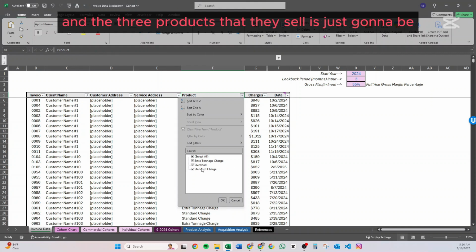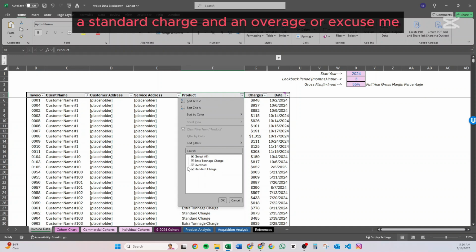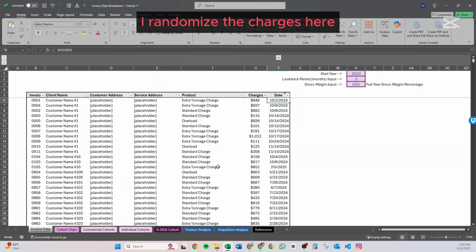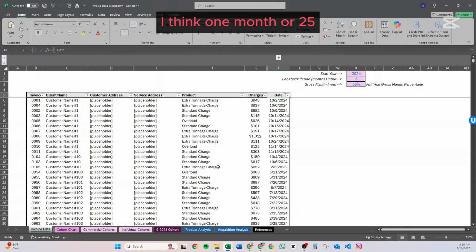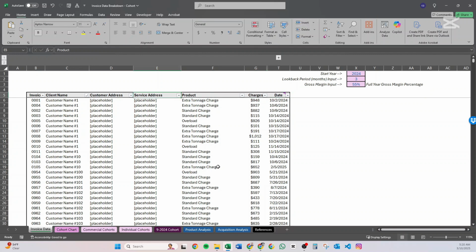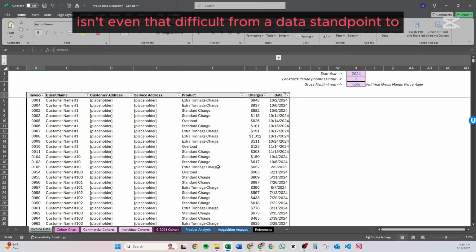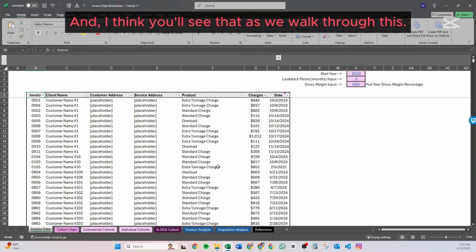The 3 products that they sell are just going to be an extra tonnage charge, a standard charge, and an overload charge. I randomized the charges here and I randomized the dates here. The dates should run through the year of 2024 and I think 1 month of 2025. But this product is great and it honestly isn't even that difficult from a data standpoint to put together. And I think you'll see that as we walk through this.